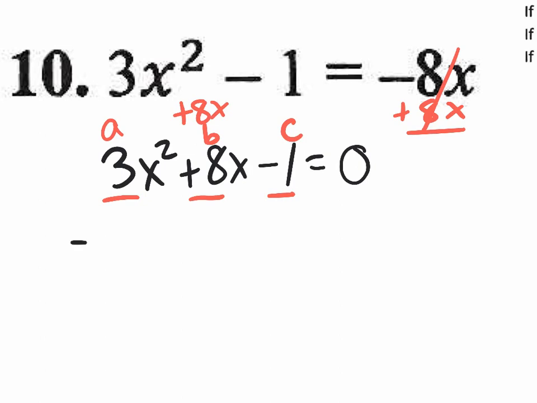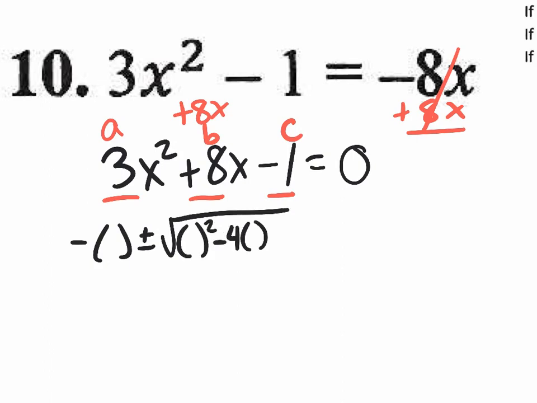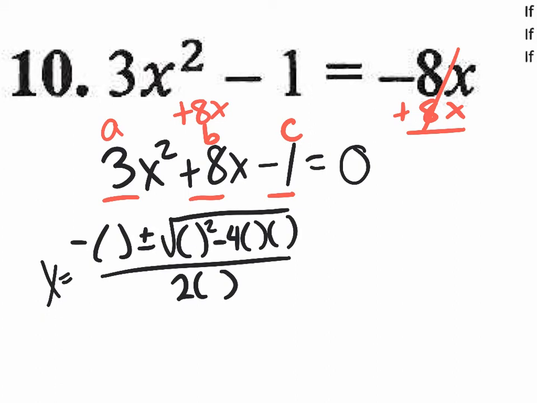So let's go: negative b, in parentheses, plus or minus the square root of b squared, in parentheses, minus 4 times a times c, all divided by 2 times a. And of course, that'll be your answers. x equals those answers. So let's plug in the b value of 8. Let's plug in the a value of 3, the c value of negative 1, the a value of 3. And let's work on the discriminant value.